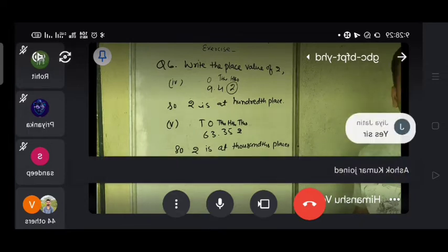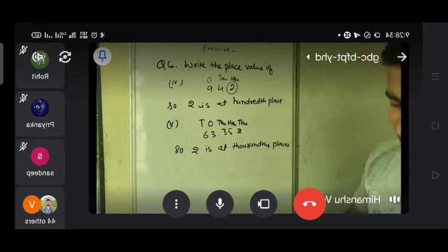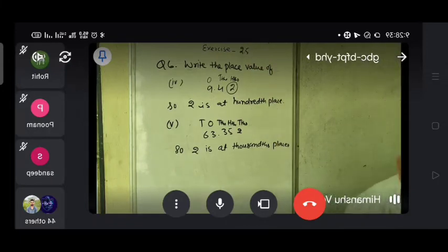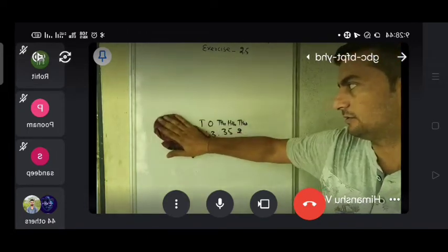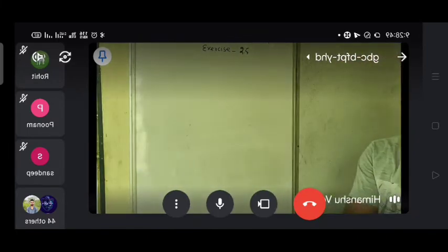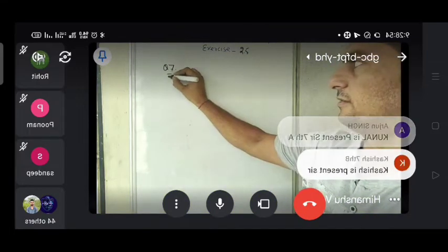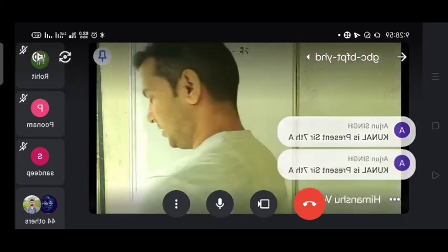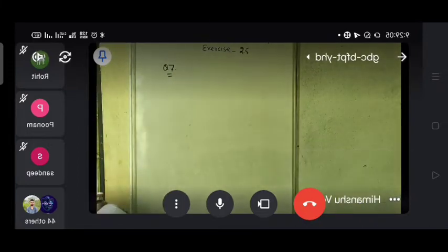Now come to the next question. Question number 7 of exercise 2.5. I have taken the screenshot also, and I will send it to you immediately after the completion of the class. Note down your doubts during the class, and you may ask these doubts at the end of the class or using WhatsApp.